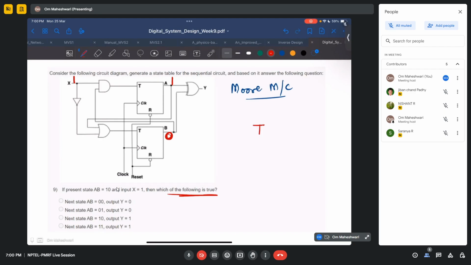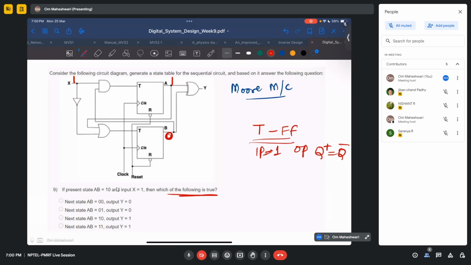Okay, so toggle flip-flop, T flip-flop is, if you remember, whenever input is 1, you can write Q plus equals to Q bar. Output is the complement of the previous state whenever input is 1. This is a T flip-flop, right?